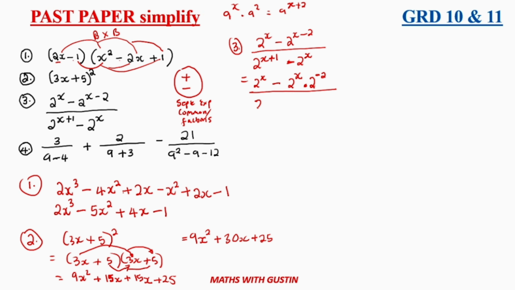Similarly, at the bottom, 2 to the power of x plus 1, initially it was 2 to the power of 1, and then 2 to the power of x.